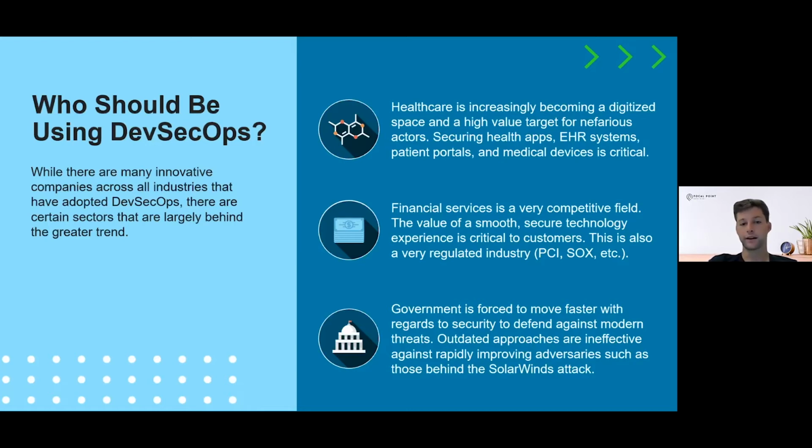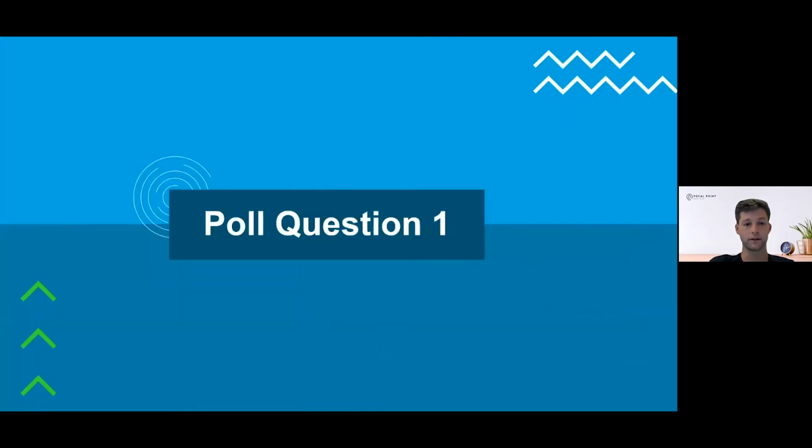So the point here, as we think about these last couple slides, is DevSecOps is all over the place, but there's some areas that are falling behind. Whatever industry you're in, there's probably an opportunity for DevSecOps. And so if you have more questions about specific challenges with industries as we go through, again, feel free to drop it in Q&A. So with that, we get to poll question number 1.